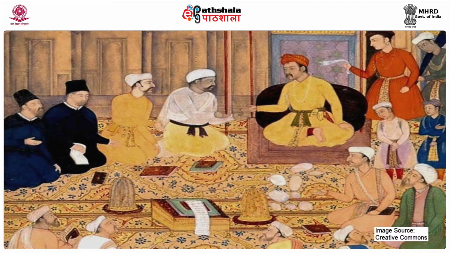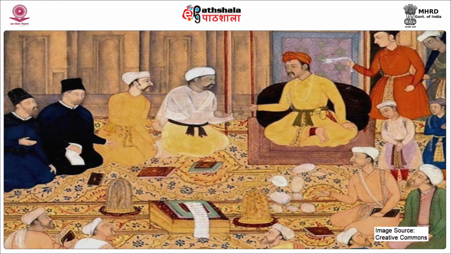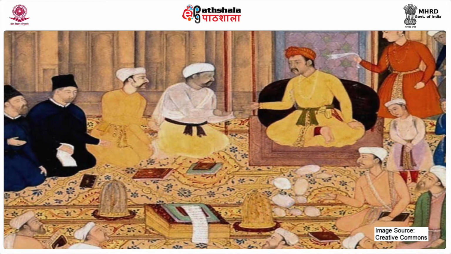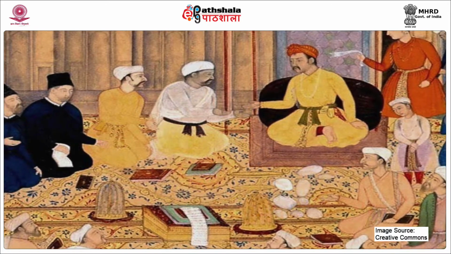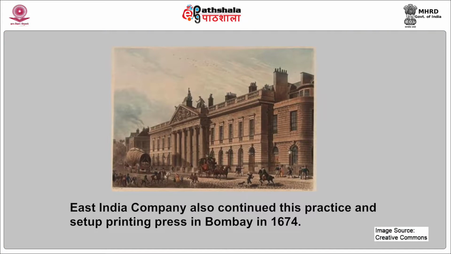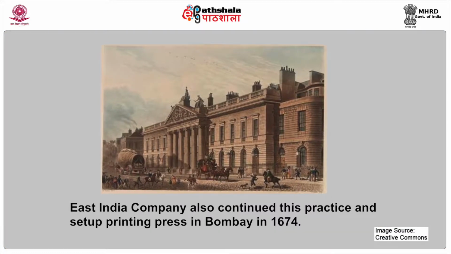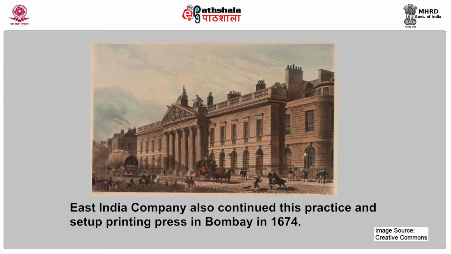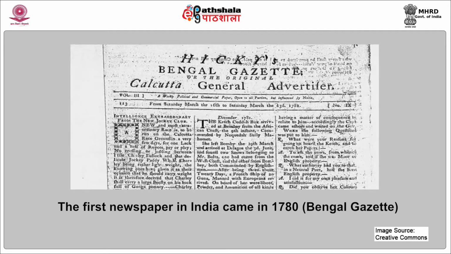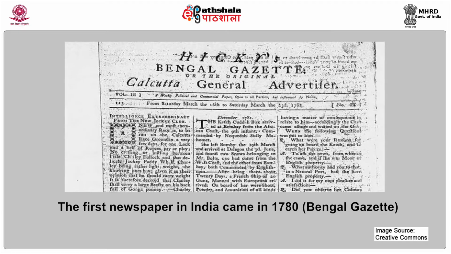Traces of press in India can be found prior to British rule, that is during the Mughal era. News writers were appointed in various administrative units to disseminate news from different parts of the province to the headquarters. The East India Company also continued this practice and set up a printing press in Bombay in 1674. However, the first newspaper in India came in 1780, despite the printing press being established a century before.